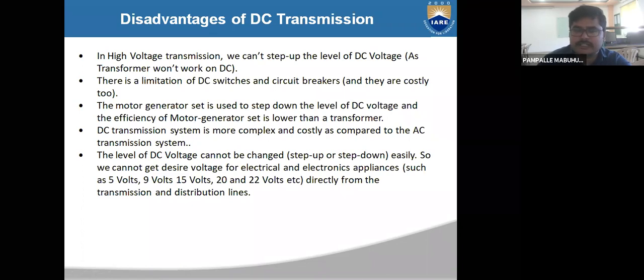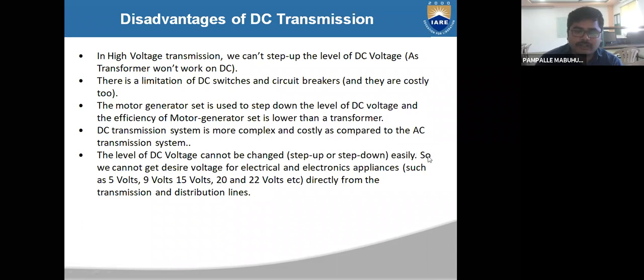So this motor generator set efficiency will be generally about 70 to 75% only. But when you take the transformer, the efficiency is about 98% to 99%, right? So if you want to step up the DC voltage, the efficiency of the system will decrease. And also the DC transmission system is more complex and costly when compared to the AC transmission system. And the level of DC voltage cannot be changed.